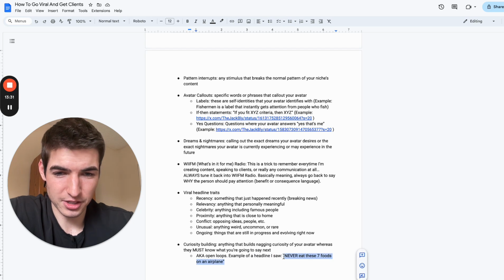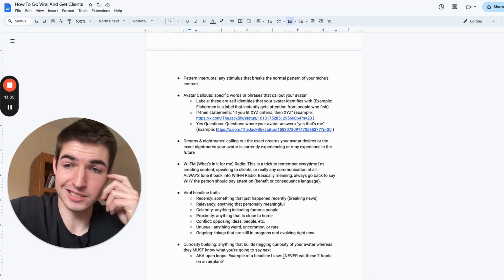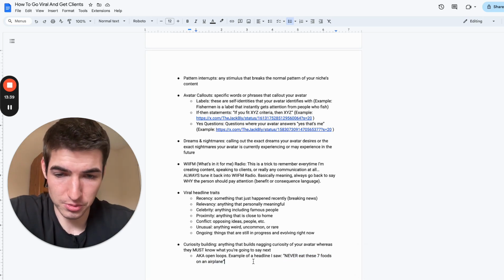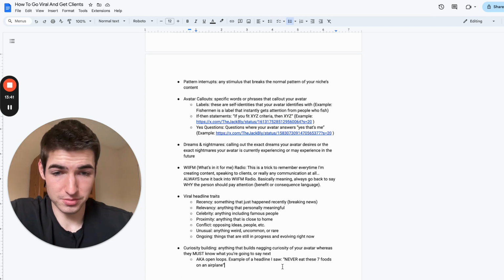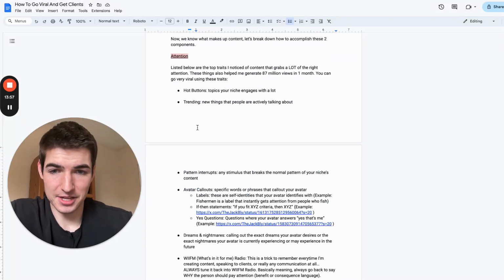And I was just curious. I was like, what are the 7 foods? I'm about to go fly next week. What are they? It was just nagging curiosity. So I just read it real quick. And this is what you can do. This is an open loop. It opens a loop with, hey, don't eat these foods on an airplane, these 7 ones. And so you don't close this loop in your brain until you know what these 7 foods are. It nags at you. It's curiosity. All right, so those are all the things to grab attention.